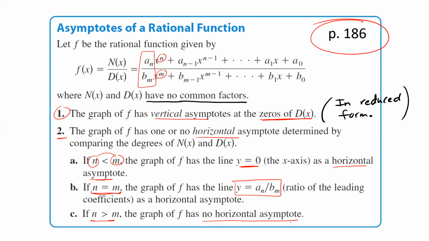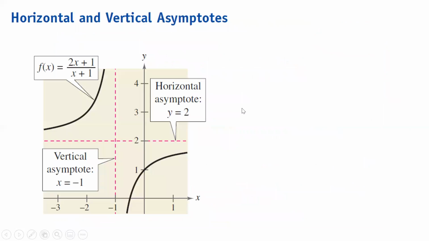We good? So, degree on the bottom is bigger, y equals 0. If they're the same, it's a ratio. If the degree on top is bigger, what we call improper, if it's an improper fraction as far as degrees are concerned, then we have no horizontal asymptote. Let's practice a few times here. Or let's actually review a few things first.